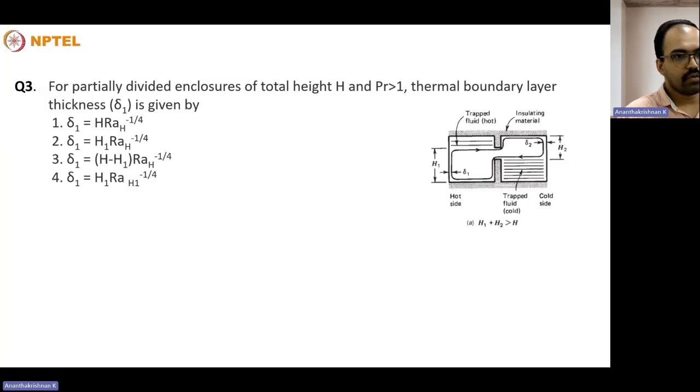The new feature is caused by the presence of a vertical obstacle inside the cavity. So this is the vertical obstacle. It presents a new phenomenon called trapping of fluid on either side of this obstacle. So if this is the hot side and this is the cold side, the circulation will be like this, and the hot fluid will get trapped here and cold fluid somewhere here. So you could see the hot fluid gets trapped on this side and cold fluid here.